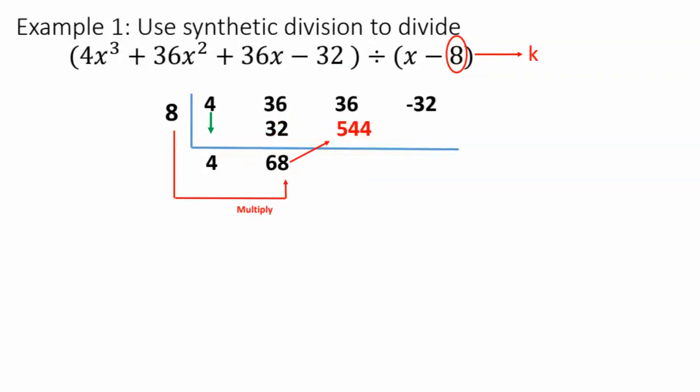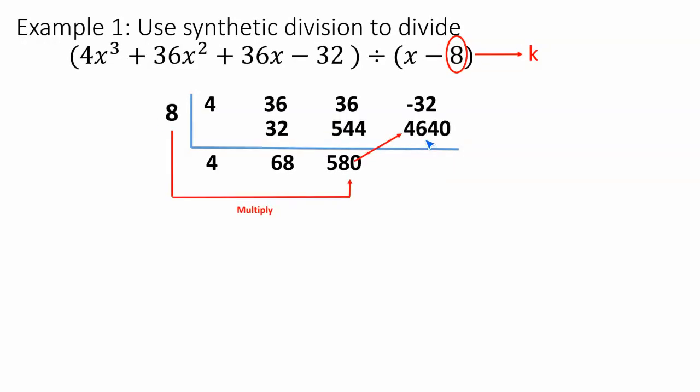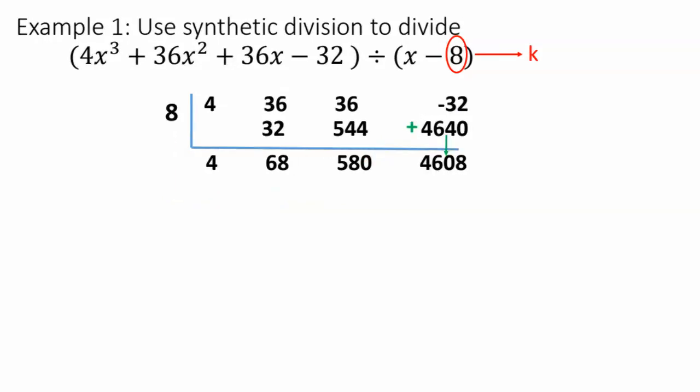And then we multiply again. So 8 times 68 is 544. And then we add the 36. So we get 580. And then we keep multiplying. So then we get 4,640. And we add negative 32. So that becomes 4,608. Okay.